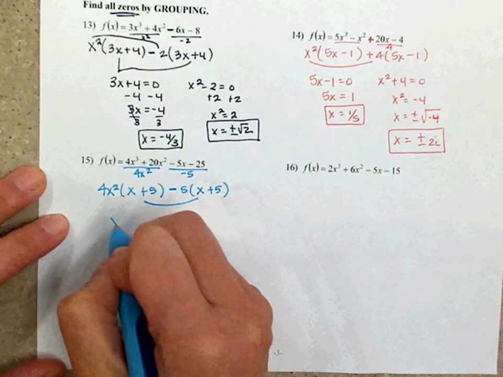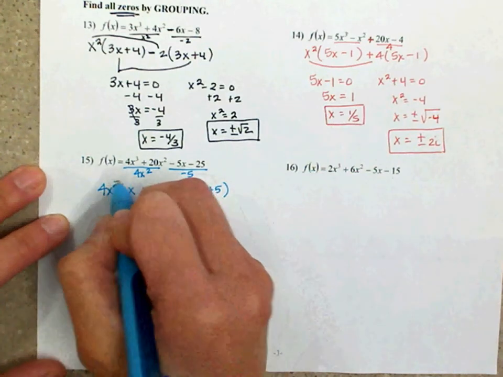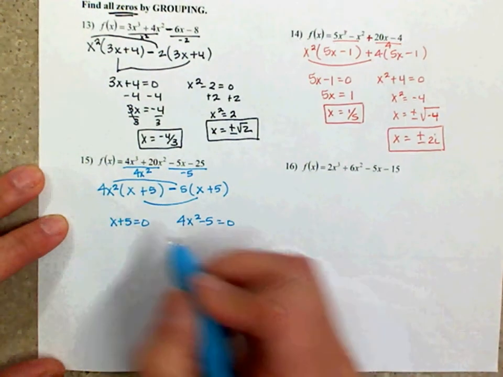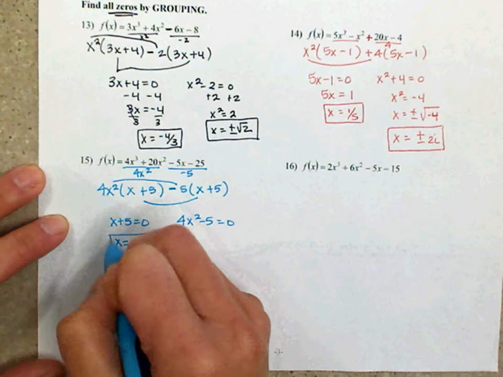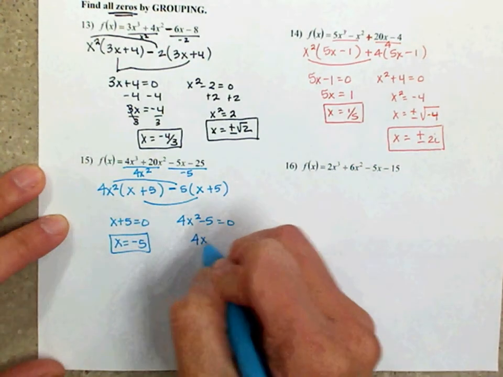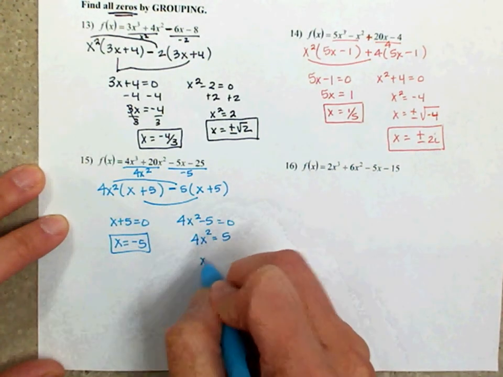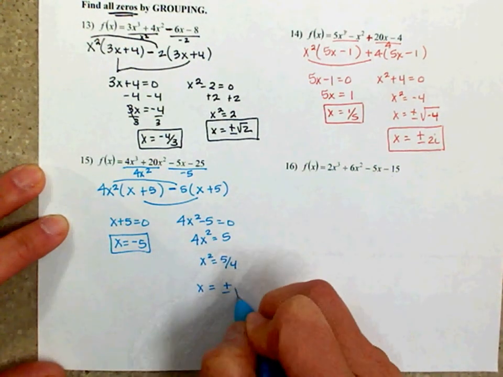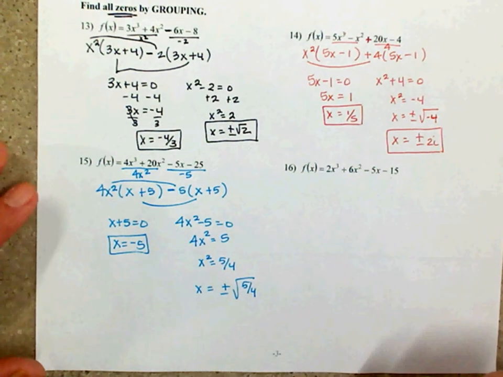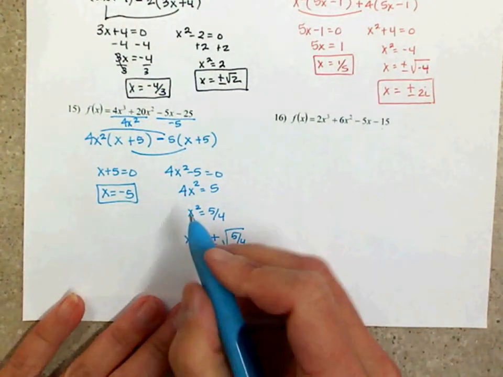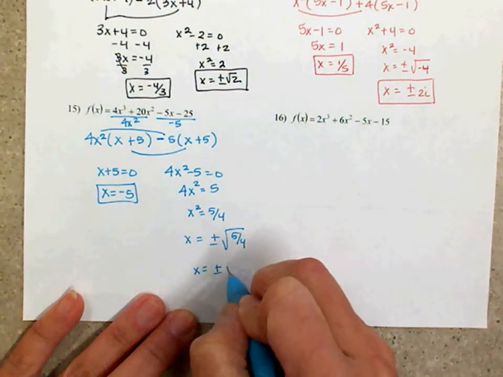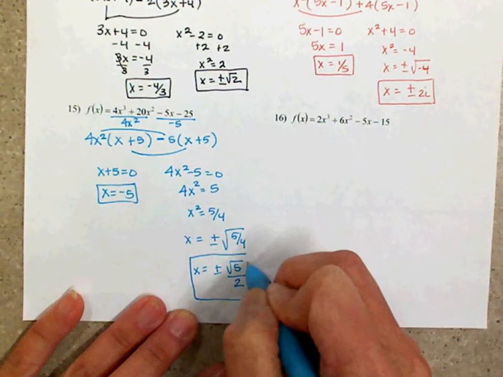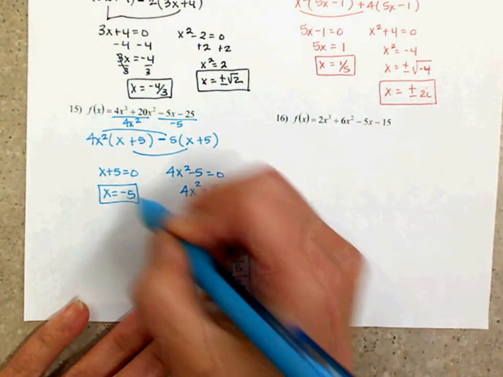Together, x plus 5 equals 0. Together, 4x squared minus 5 equals 0. Solve for both. So x is equal to negative 5. Add 5 to both sides. Divide by 4 first. Take a square root. So plus or minus square root of 5 over 4. Okay? All right. You actually need to simplify this. So square root of 5, square root of 4 is the same as 2. So how many solutions do you have? 1, 2, 3.